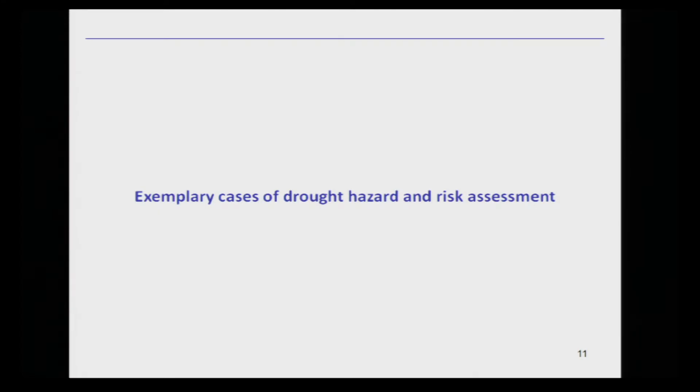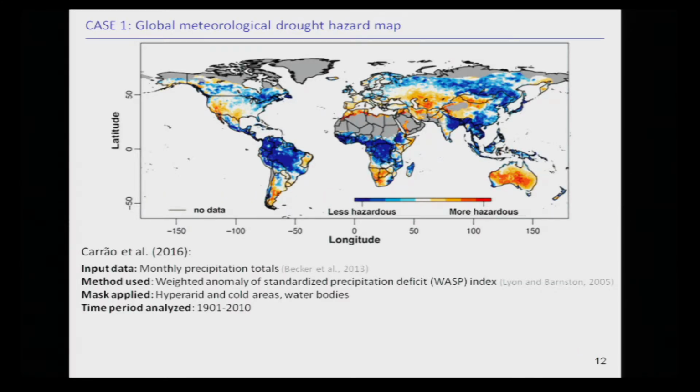And now let me show you different examples of drought hazard and risk assessment. Let me start with a global drought hazard map. This is a global meteorological drought hazard map. The authors, Carrão et al. from 2016, used the meteorological definition of drought to guide their assessment. They used monthly precipitation totals as the input data. The method used to compile this map is a weighted anomaly of the standardized precipitation deficit index. They applied a mask for hyper-arid and cold areas as well as water bodies, so those areas were masked out from the assessment, and the period analyzed was quite long, from 1901 till 2010.